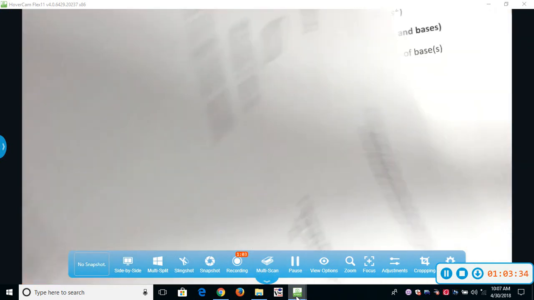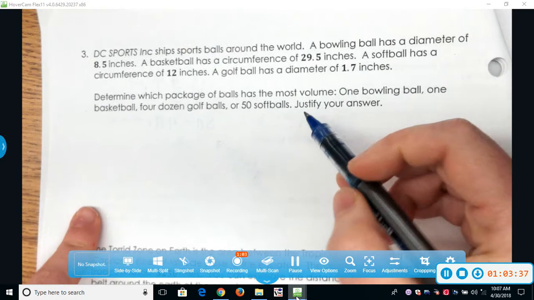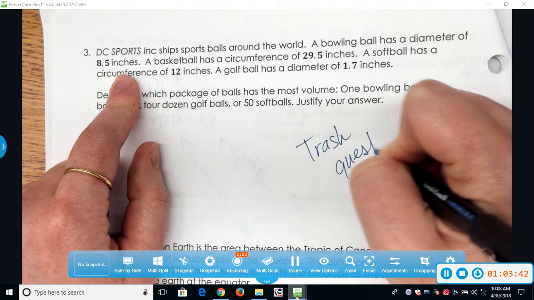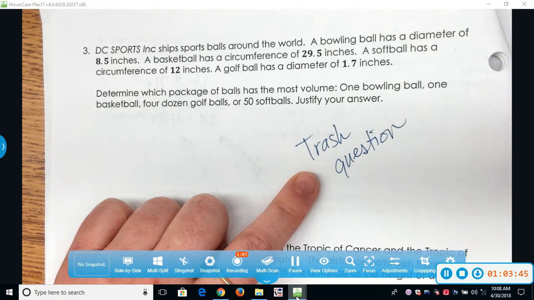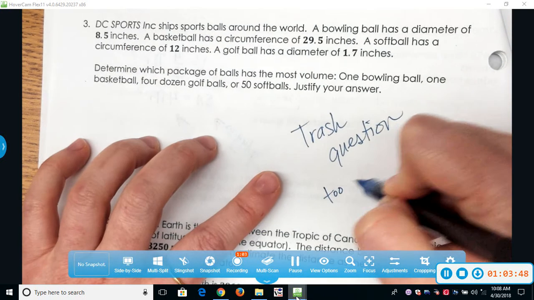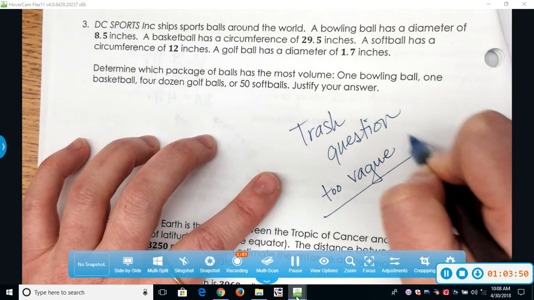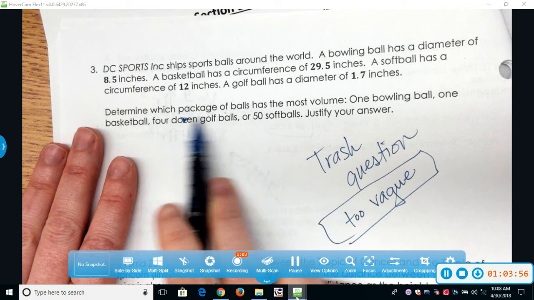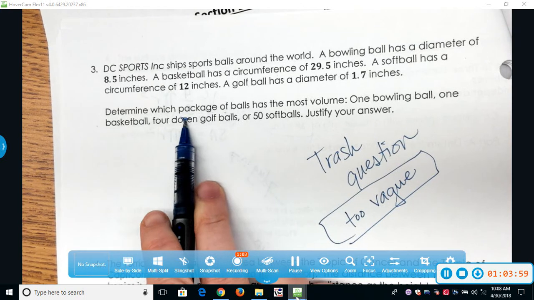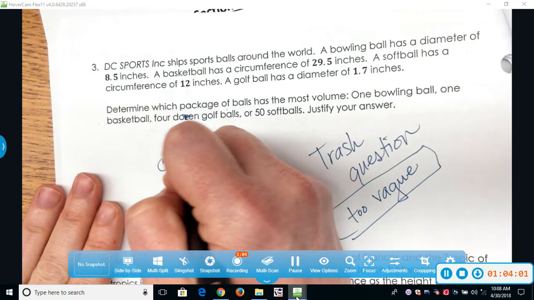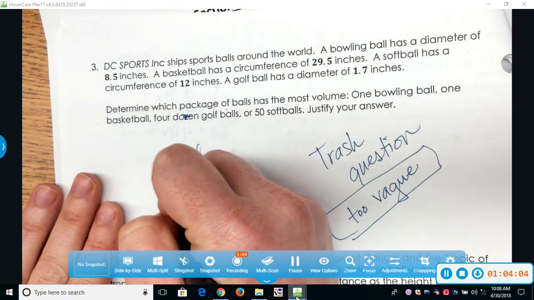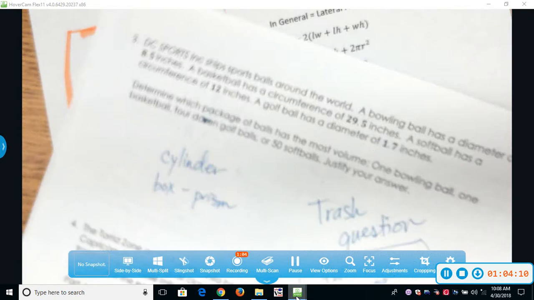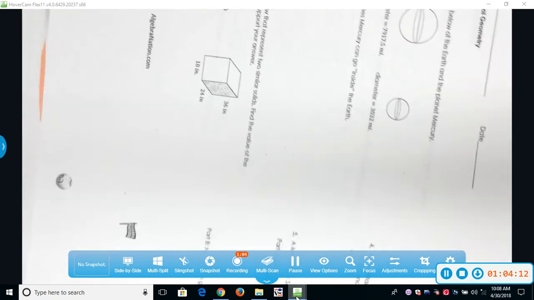Moving on, I think we're going to skip the rest of this. Also, on the back side of this, I just wanted to point out this is a trash question. You can write that if you want. The problem is it's too vague. So hopefully you get a couple of these on the FSA, because they tell you that you have different types of balls and different types of containers in a package, but they don't specify, is your package a cylinder? Is it a box, meaning a prism? All right, this is a terrible question. So anyway, moving on. It's a trash question.